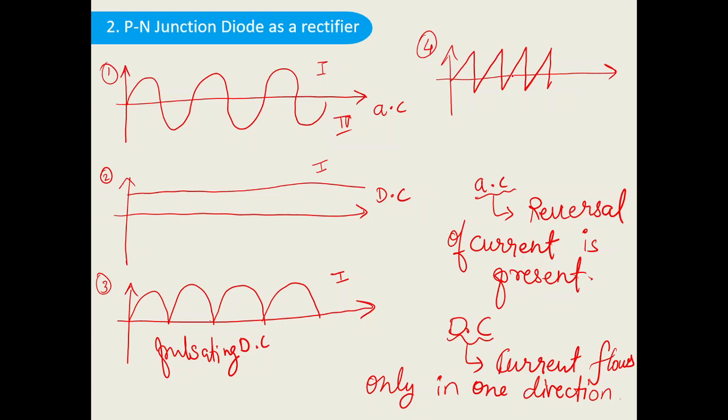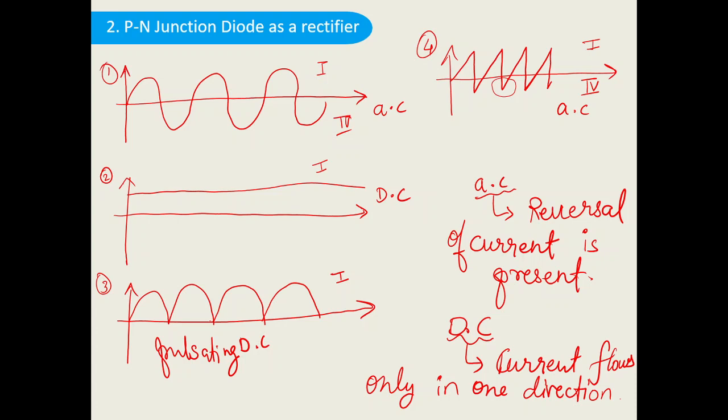But if you look at waveform number 4, a part of the waveform is there in the fourth quadrant. So this is nothing but alternating current. I hope you understood the difference between alternating current and direct current.